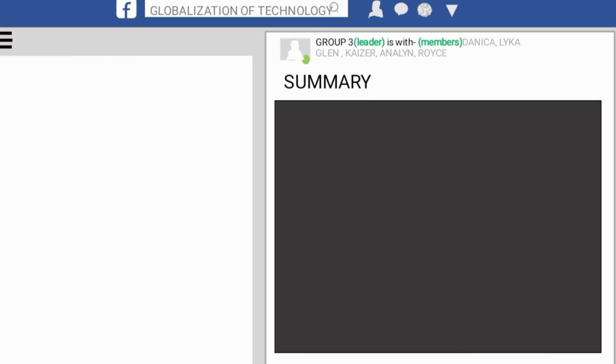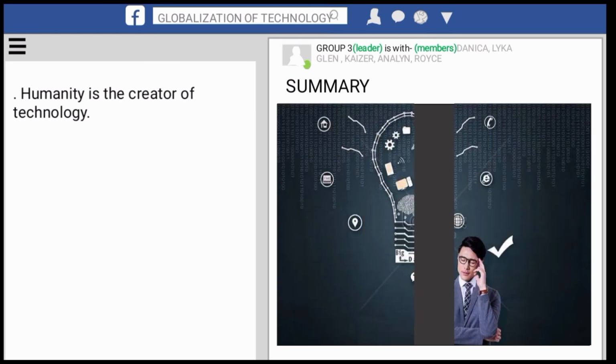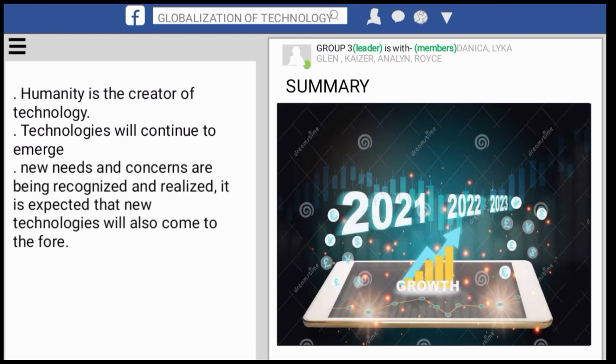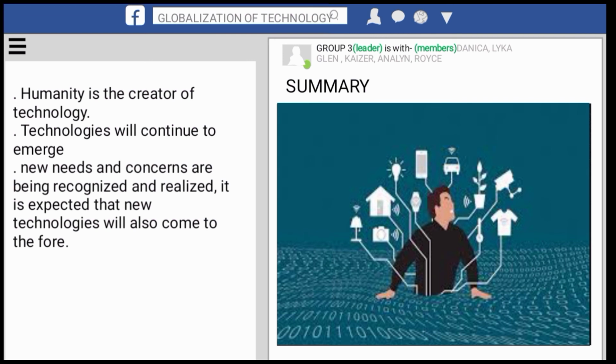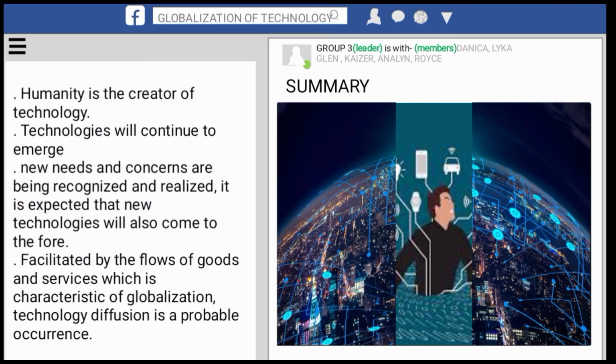For the summarization of the module, we can conclude that one, humanity is the creator of technology. Two, technologies will continue to emerge. Three, new needs and concerns of the place and its people are being recognized and realized, so it's expected that new technologies will also come to be invented. And four, technology facilitated the flows of goods and services, which is characteristic of globalization. Technology diffusion is a probable occurrence.